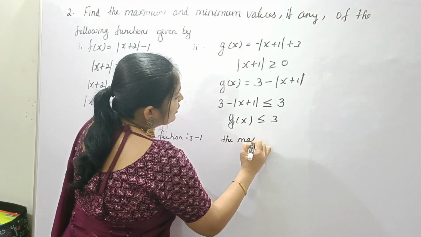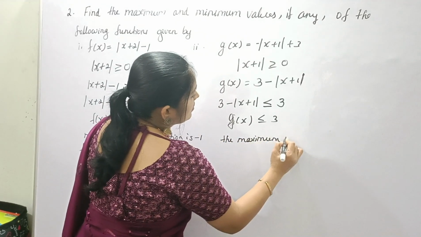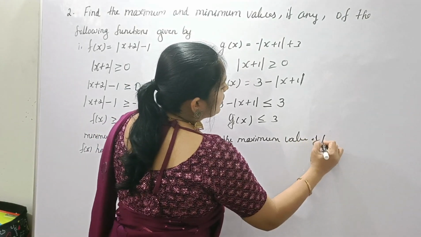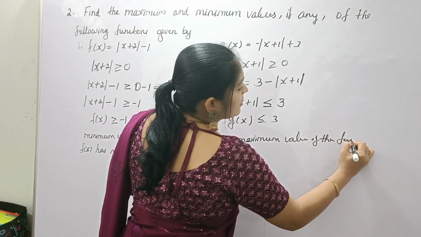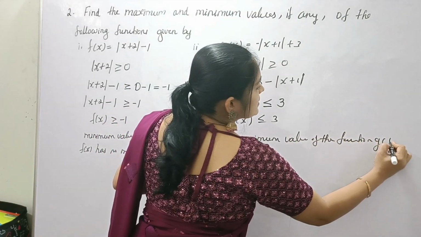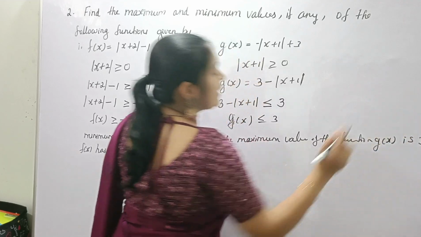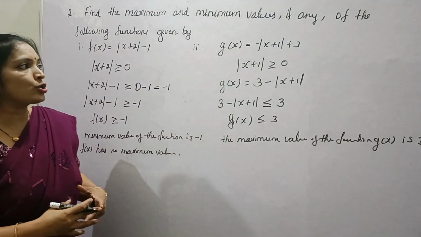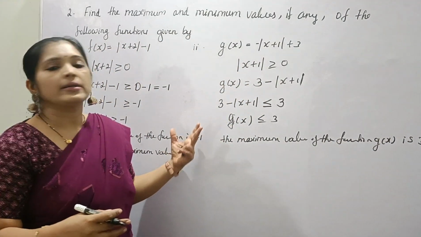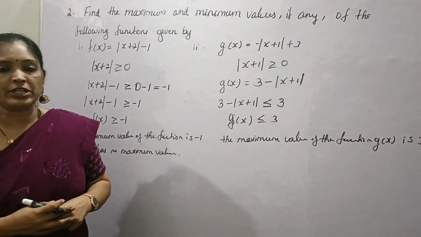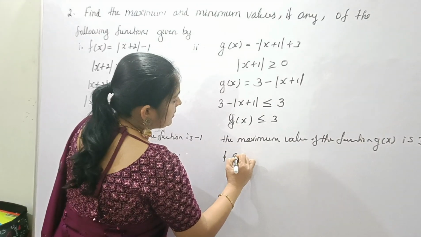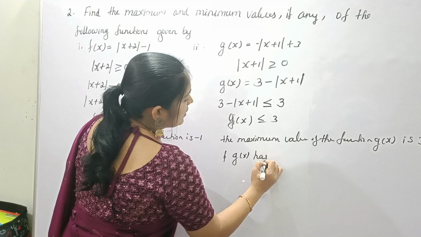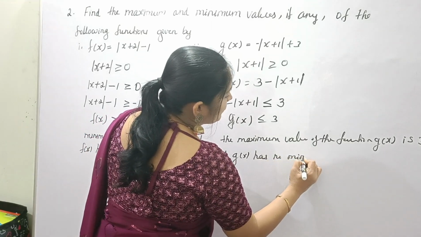The maximum value of the function g of x is 3. There is no minimum value, because here also when x tends to infinity, g of x tends to minus infinity. And g of x has no minimum value.